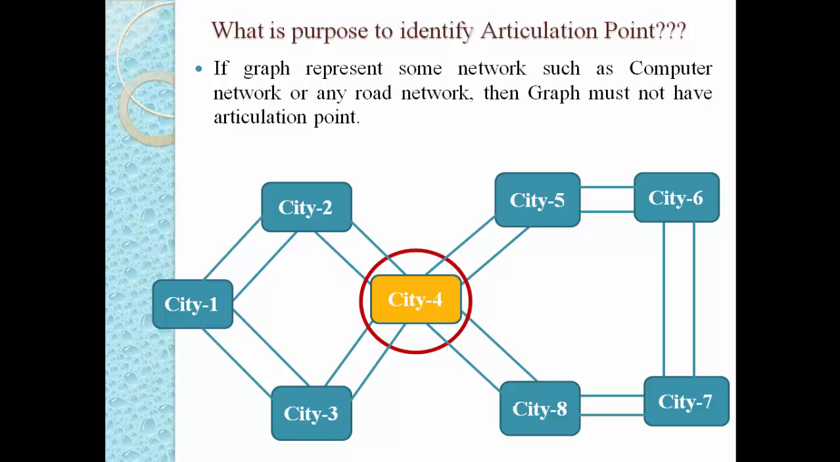We have to just connect one node of one part to one node of another part. In this example, once we create a path between city 3 and city 8, at that time there is no articulation point in this graph. So the solution is easy, but to identify the articulation point is very important.